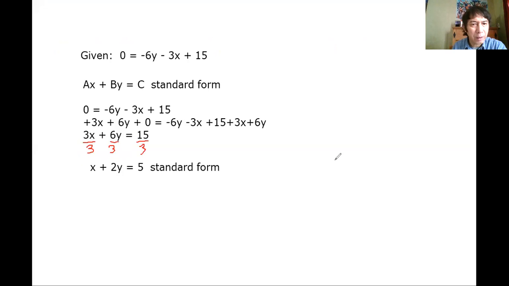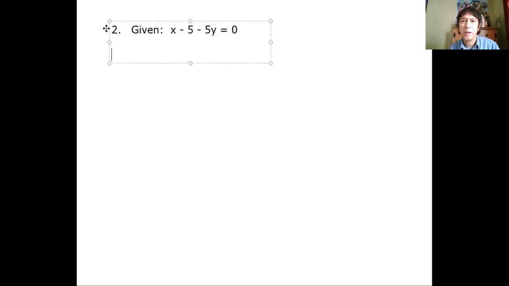Okay, let's copy the problem and erase the first number here first. So we clear the board, and we shall put the second number over here. That's x minus 5. The given, let's write the number first. The given is x minus 5 minus 5y equals 0. Okay, so just looking at the example, it looks like it's almost finished. We just have to move the negative 5 to the other side, and it will be in the standard form.